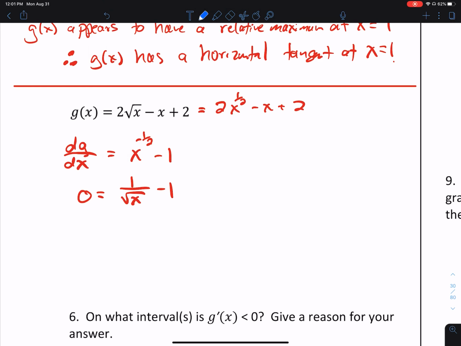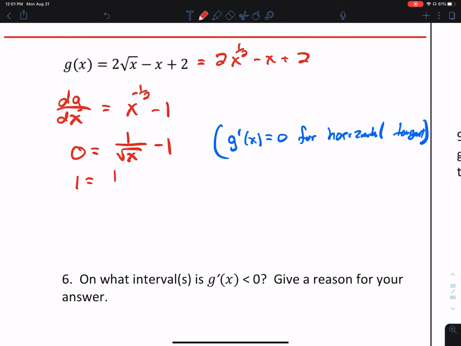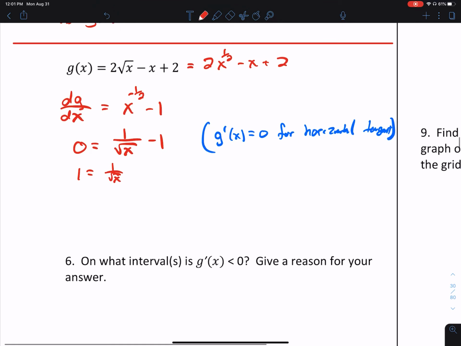I'm just going to make a note here that g prime of x is equal to 0 for horizontal tangents. You would not need that on a test or a quiz or homework. I'm just trying to make sure that we understand why we're setting it equal to 0. If I then add 1 to both sides, and then multiply both sides by the square root of x, and then if I were to square both sides, I would get x is 1.